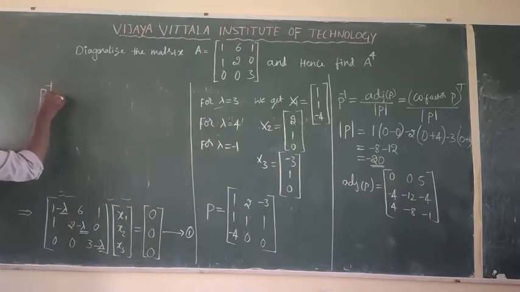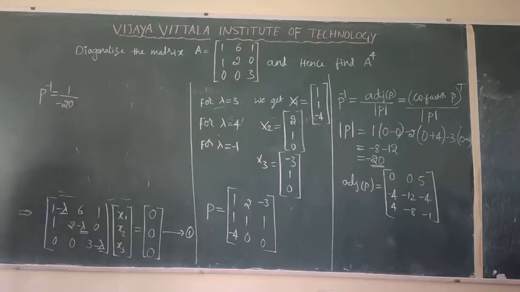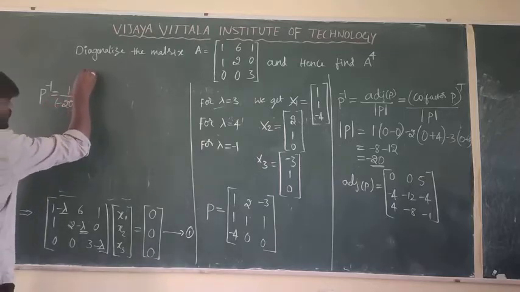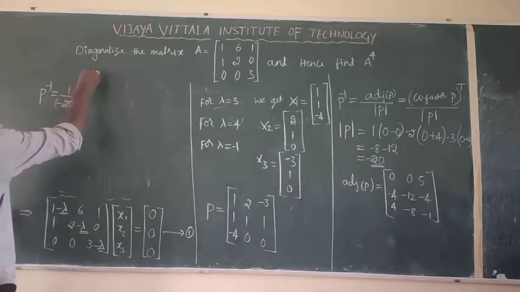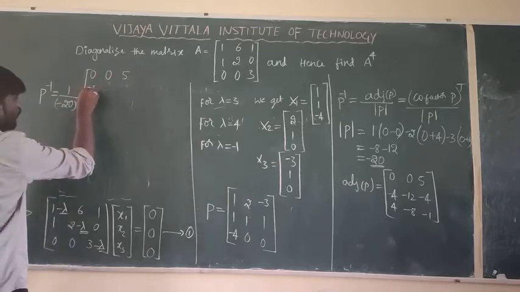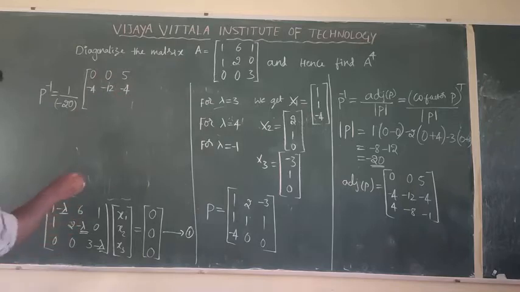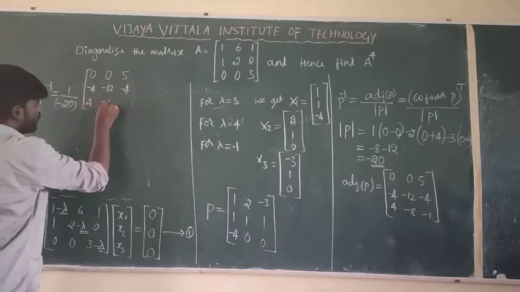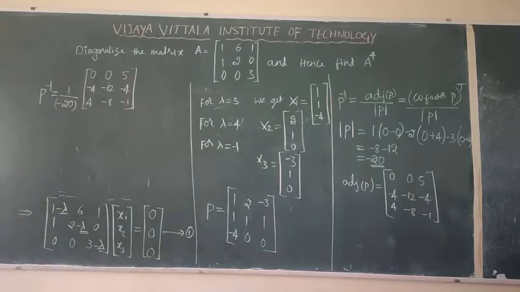P inverse is 1 by determinant of P, which is minus 20, so 1 by minus 20 into adjoint of P: 0, 0, 5 and minus 4, minus 12, minus 4, 4, minus 8, minus 1. Therefore, this is the P inverse matrix.